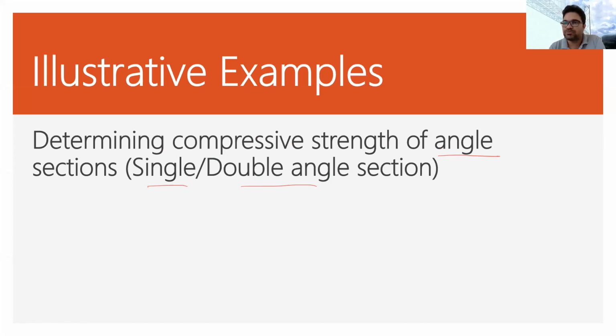And how do we find out the strength? Basically, some changes are required in the calculation of compressive strength in the case of single and double angle sections. We will see that. First of all, we will try to understand the angle section, and there are some complications while calculating the compressive strength in the case of angle sections. So we will see that first.